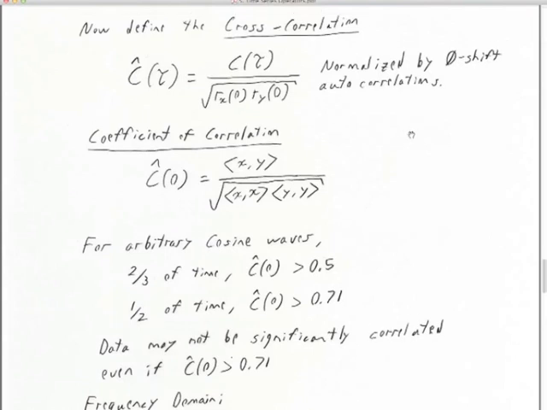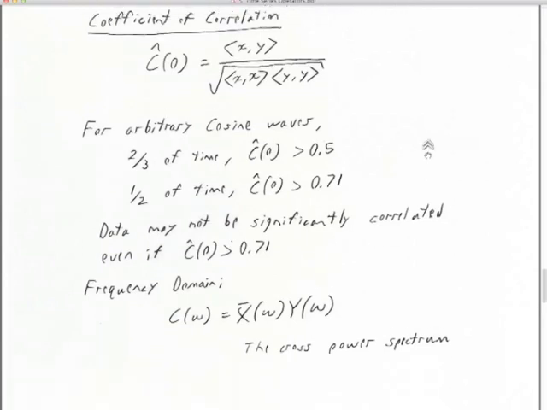You will hear me slip into saying the term cross correlation when I really mean the cross covariance, and that's just the inexactness of my own brain, I guess, my own language.